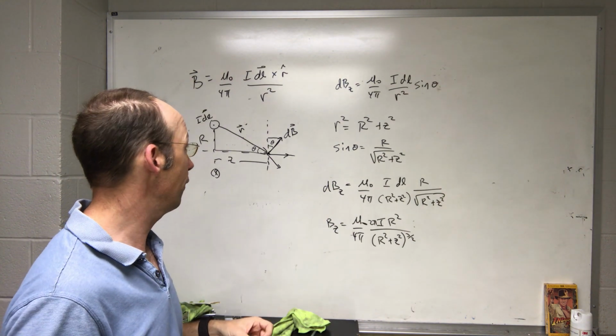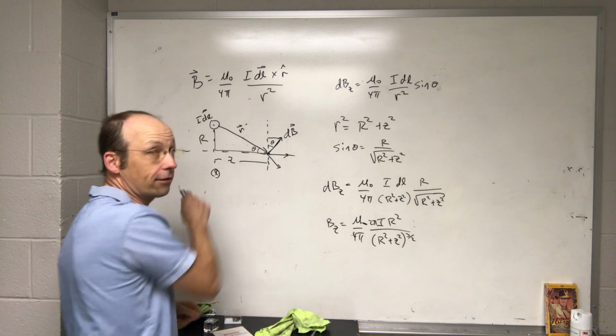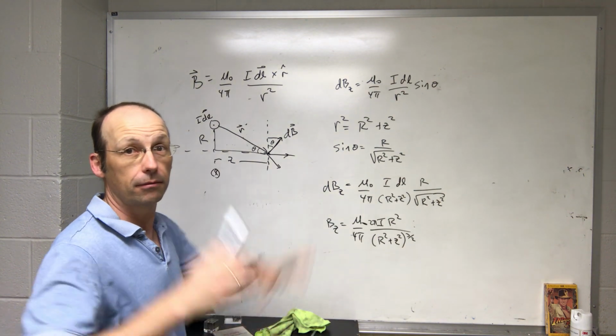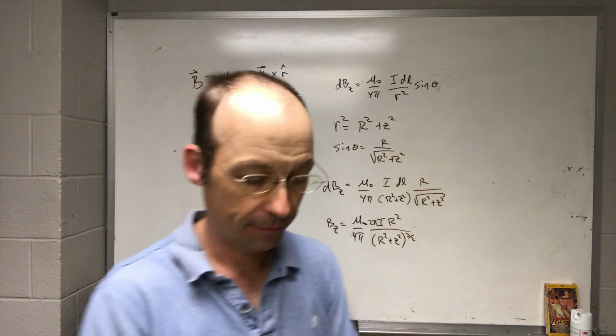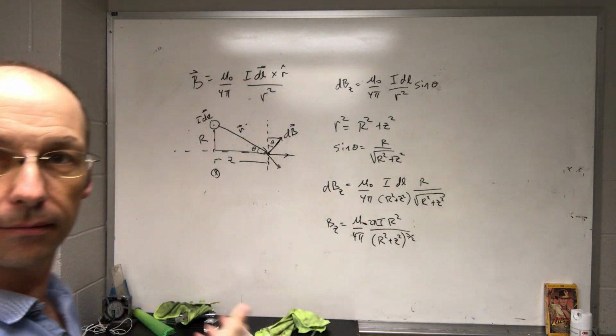But that's the magnetic field along the axis of that loop. If you get off that axis, you can't do anything. The end.